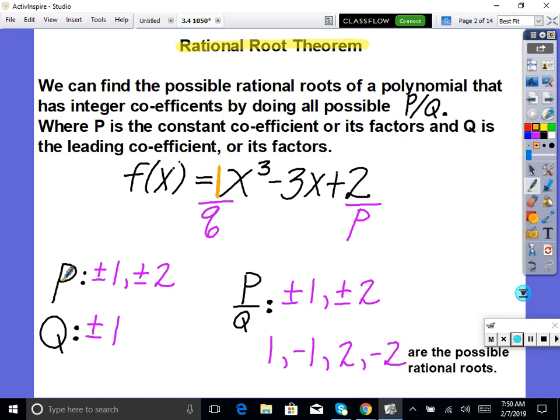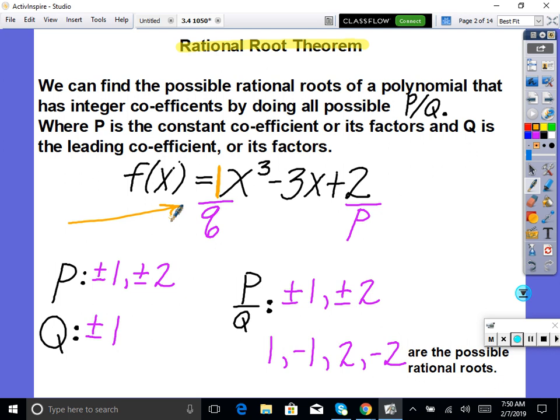Now, we don't know if it's positive or negative, so we do plus or minus 1 is a factor of 2, plus or minus 2. Do you see how 1 and 2 are the only factors of 2? And then my factors of q. Factors of 1 are just plus and minus 1. So now this gives us, for this polynomial, the only possible fractional or whole number roots that it could possibly contain. So what you'll do is p over q.